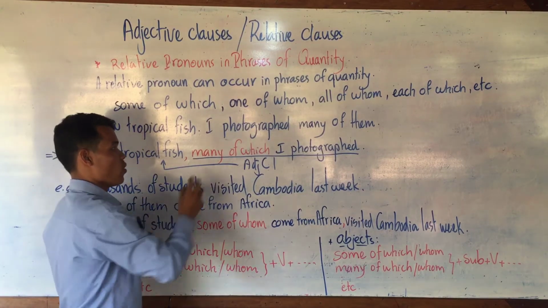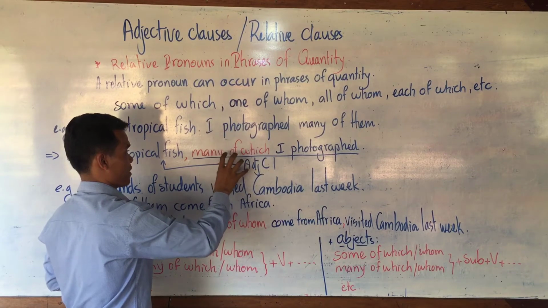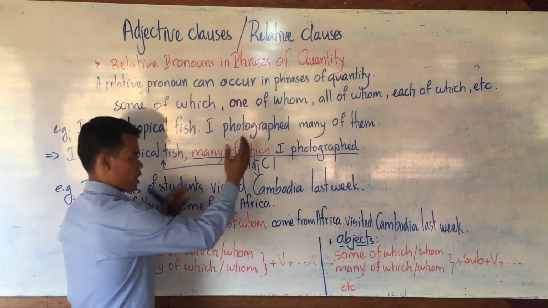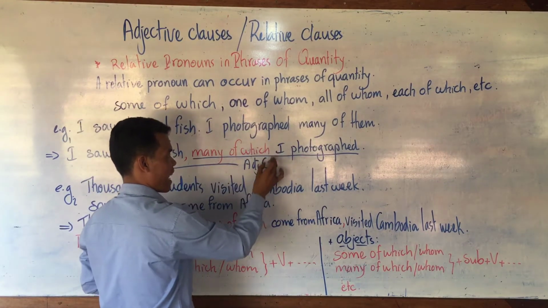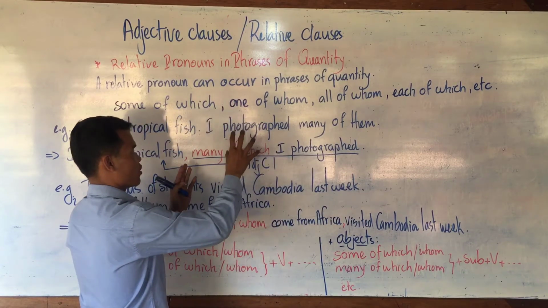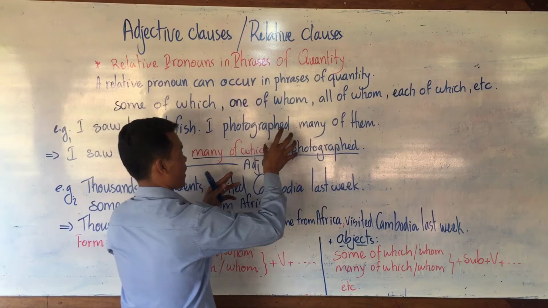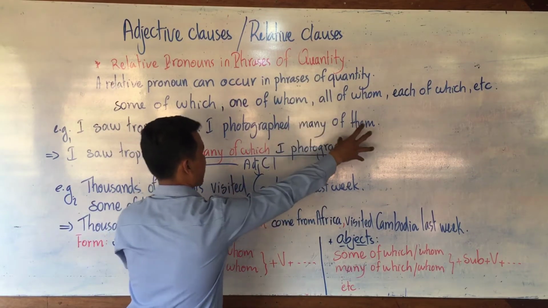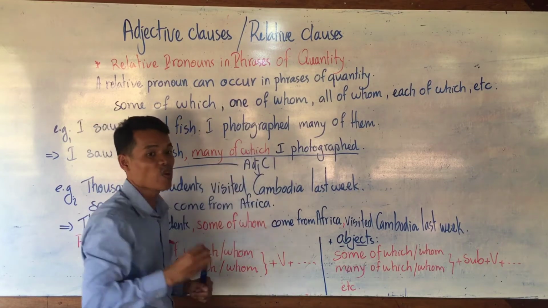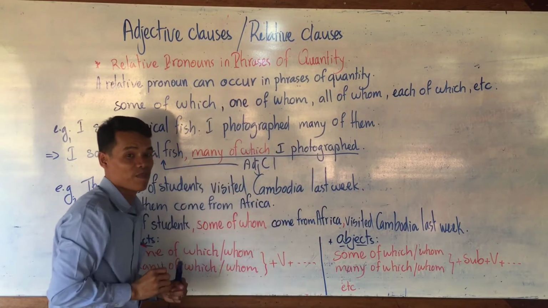The question is, what is the function of the phrase of quantity in this adjective clause? Many of which: after many of which, you can see I is the subject of the verb photographed. So how about the simple sentence? Many of which comes from many of them, and many of them is the object of photographed. That's why many of which here is also the object of photographed. Its function is object. I is the subject.